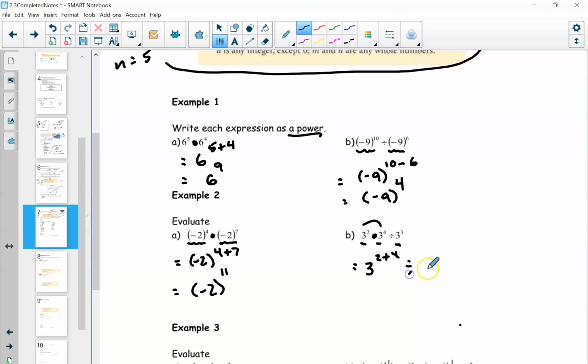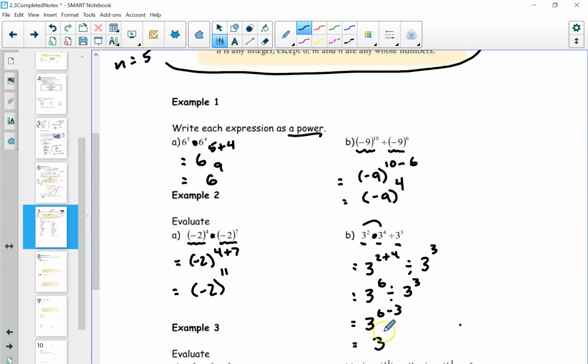And then let's put the other part over here. Let's divide by 3 to the power of 3. Let's solve this one first, okay? So 3 to the power of 2 plus 4, that's just 3 to the 6, divided by 3 to the 3. Now that we've just got division, we don't need to subtract. So that equals 3 to the power of 6 minus 3. Exponent, exponent.